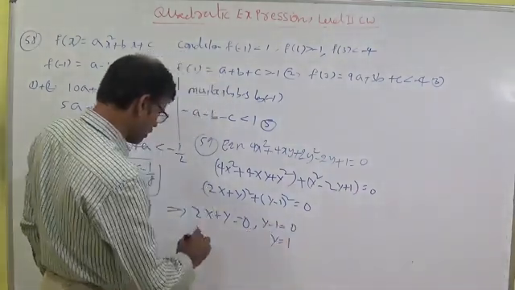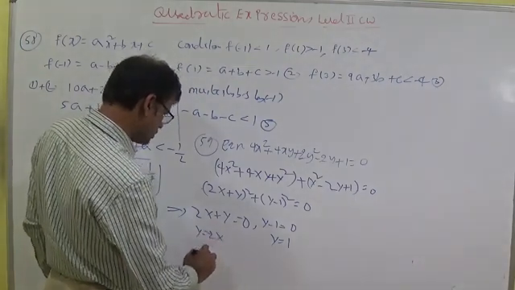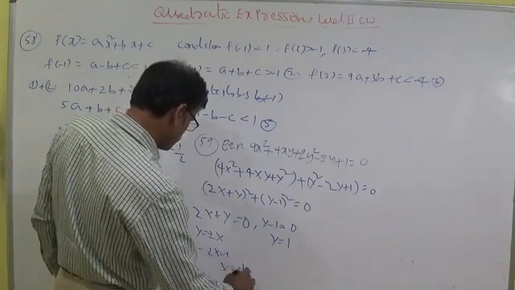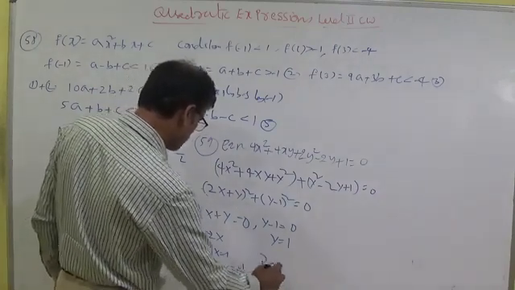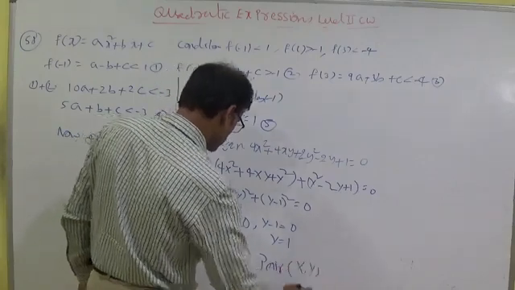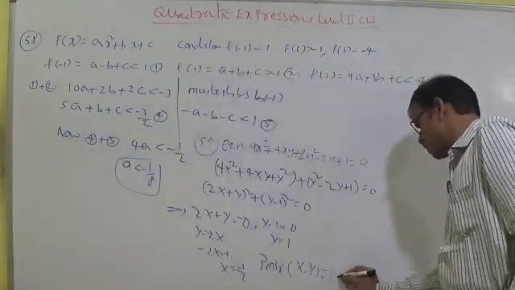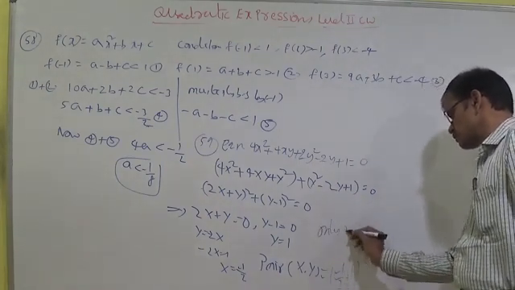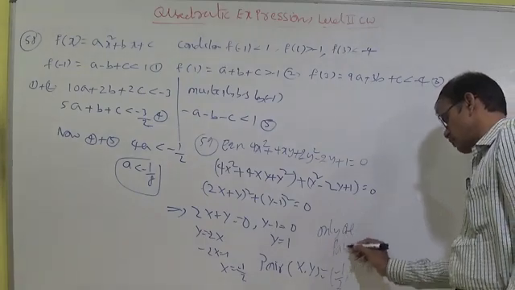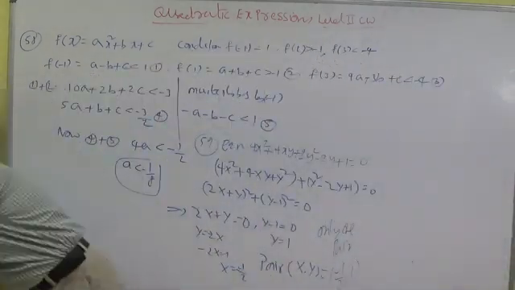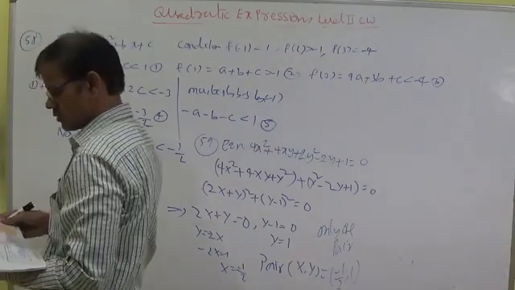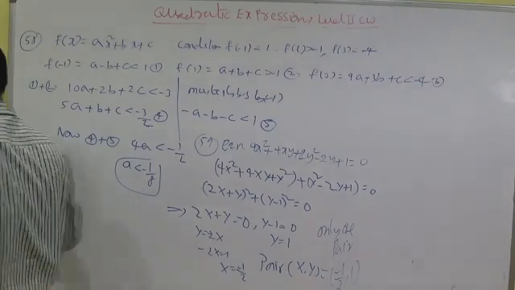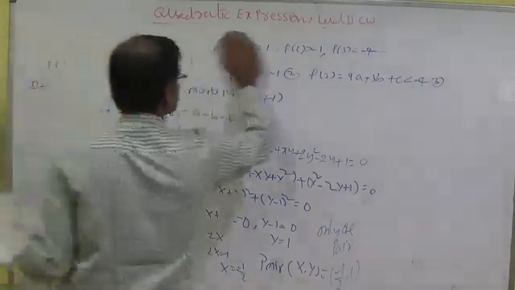Then y is equal to 1. Here you put y equal to 1, so 2x equals minus 1, and x is equal to minus 1 by 2. The pair (x, y) we got is only minus 1 by 2 comma 1. Only one pair. First option. The 59th question, the miscellaneous concept, is completed.